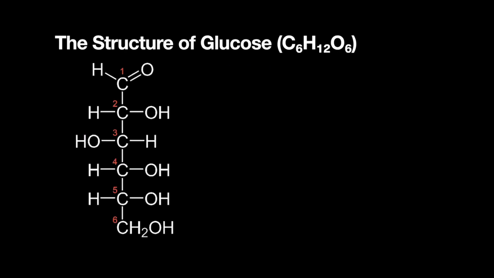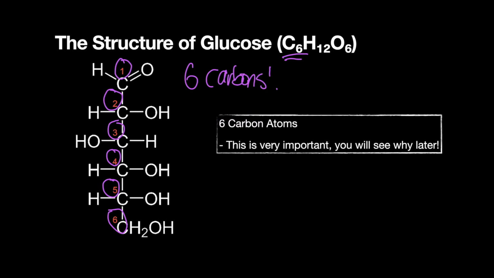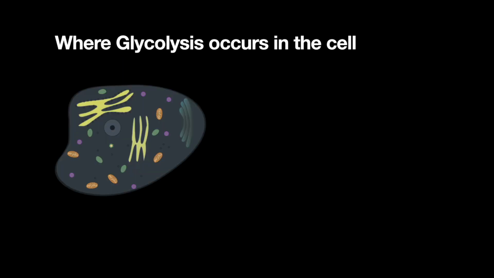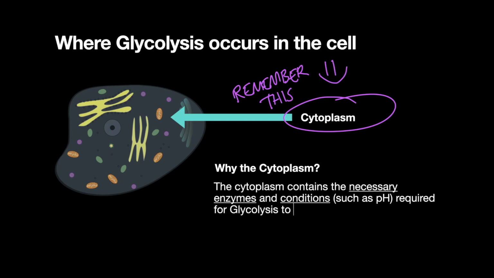As we can see on the left, I have added in the structure of glucose, C6H12O6. As indicated by the red numbers, we can count that glucose has 6 carbon atoms. This is especially important for later, where we see why soon enough. So where does glycolysis occur in the cell? Well, the cytoplasm contains the necessary enzymes and conditions required for glycolysis to occur.